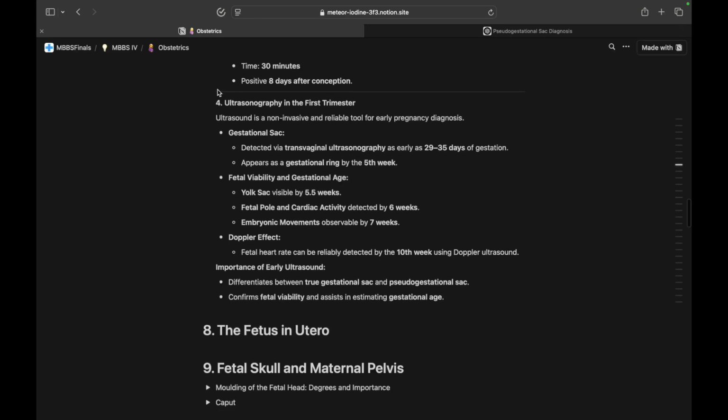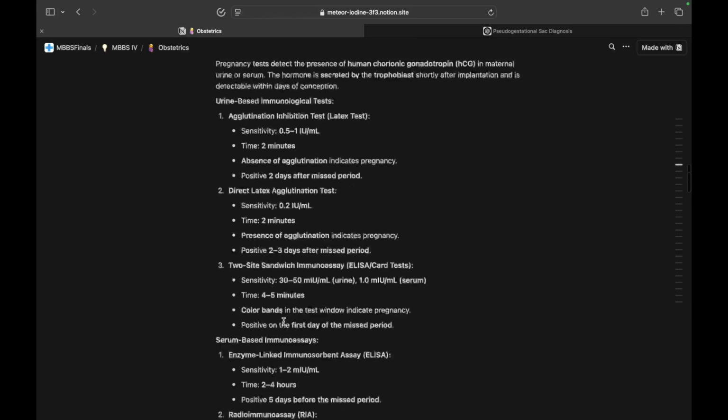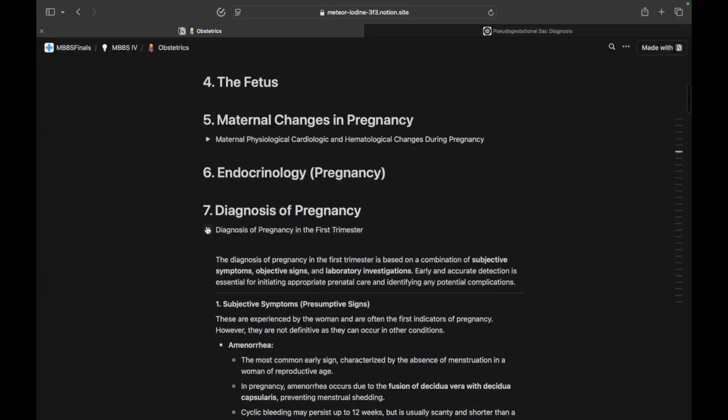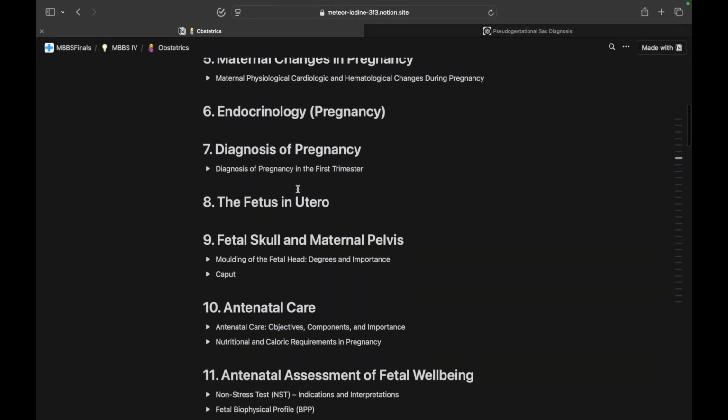And finally we learnt about the ultrasound in first trimester, how it is used to detect gestational sac, fetal viability and gestational age, and Doppler effect. With this we conclude the diagnosis of pregnancy in first trimester chapter.